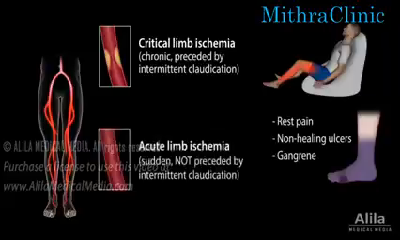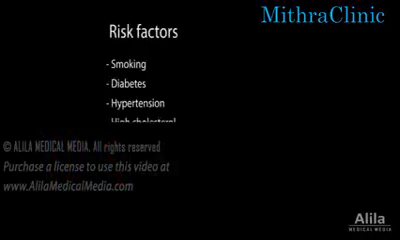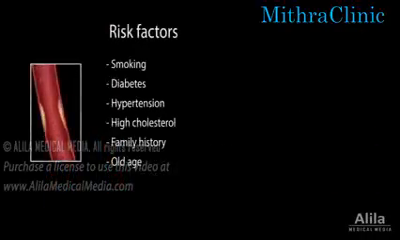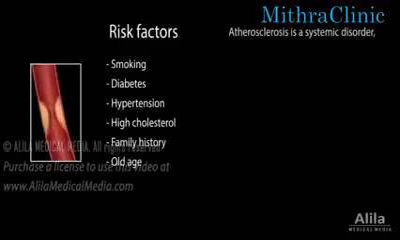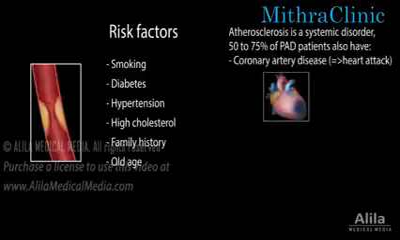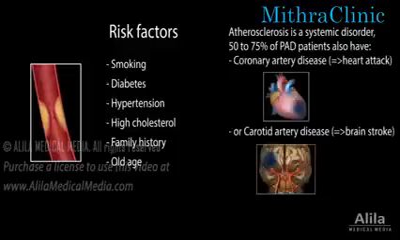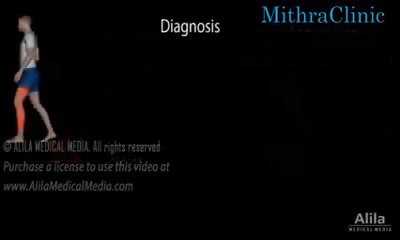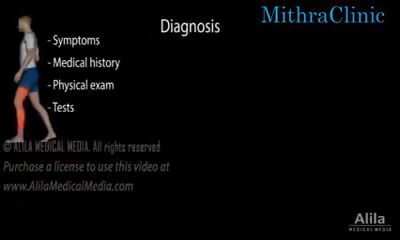Acute limb ischemia happens when there is a sudden block of blood flow, typically due to an embolism or thrombosis. Acute limb ischemia is an emergency threatening loss of limb. Any factors that increase risks for atherosclerosis also increase risks for PAD. Because atherosclerosis can affect any artery in the body, PAD patients are also likely to have coronary artery disease or carotid artery disease.